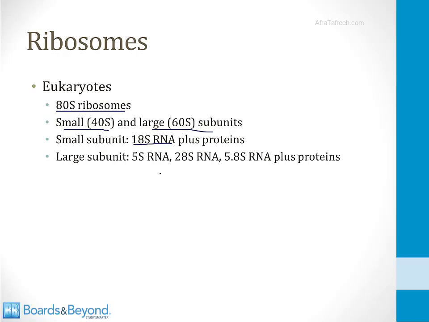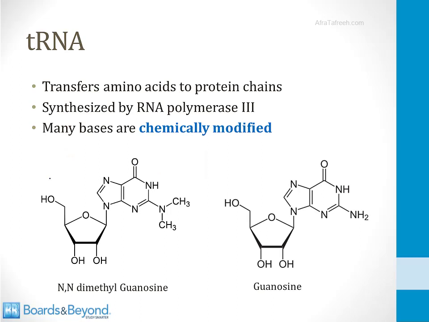The large subunit has several pieces of RNA ranging in size plus proteins, and it's pretty low yield to memorize all these sizes. The key point to know is that bacteria have different size ribosomes compared with human cells. Now let's talk about tRNA.